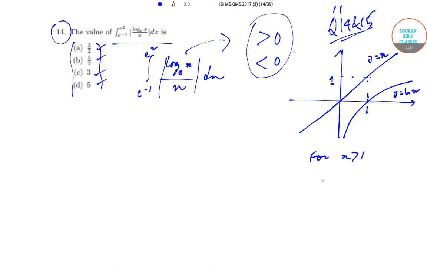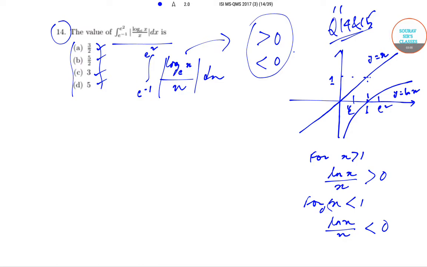So in that case, we can say that for x greater than 1, ln of x upon x is greater than 0, and for x between 0 and 1, ln of x by x is less than 0. So what we have to do over here, since we know that 1 lies between 1 by e and e square, is break down the structure from e to the power minus 1, or 1 by e, to 1 and then 1 to e square.